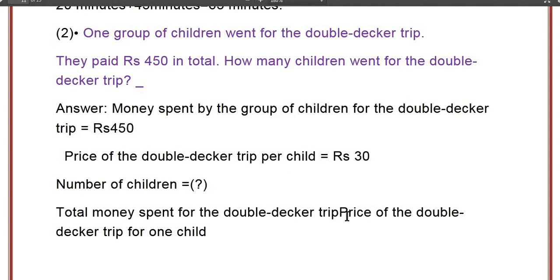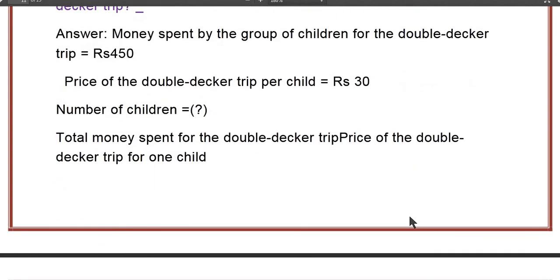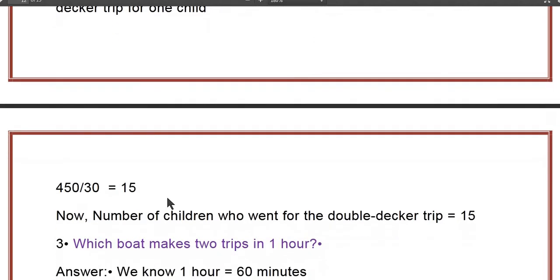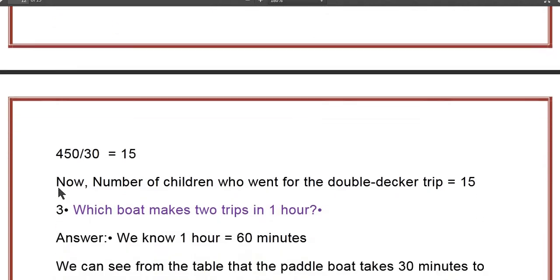Total money spent for the double-decker trip divided by the price of the trip for one child, 30 rupees. So 450 divided by 30 is equal to 15. So the number of children who went for the double-decker trip is 15. 15 into 30 is equal to 450 rupees.